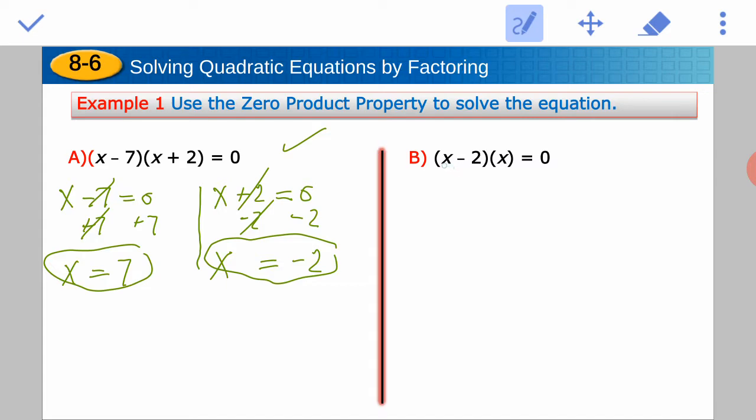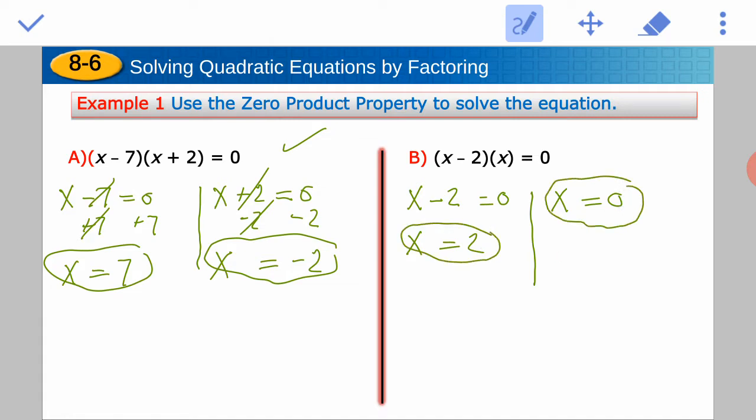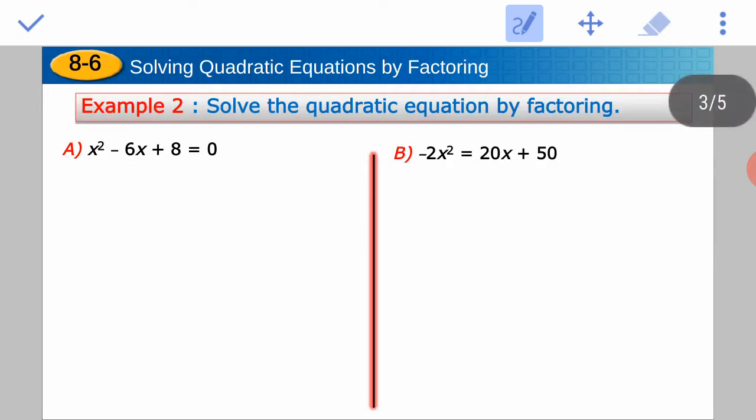Another example: the product of x minus 2 times x is equal to 0. The zero product property says either x minus 2 is equal to 0 or x equals 0. When you solve x minus 2 equals 0, it gives us x equals 2. And x equals 0 is already solved, so nothing to be done. So solutions here are 2 and 0. Solutions in the first part are 7 and negative 2.